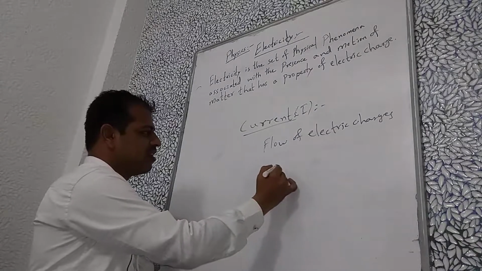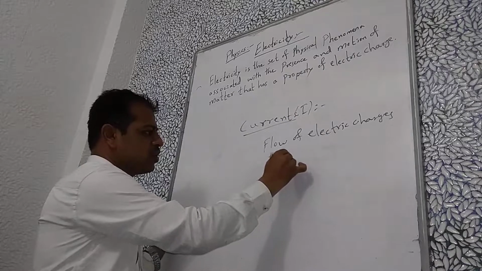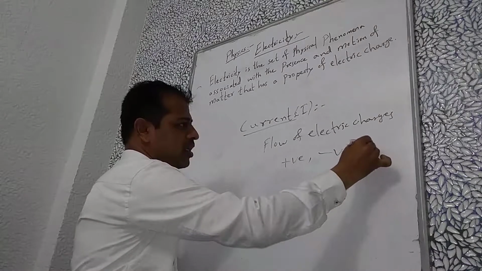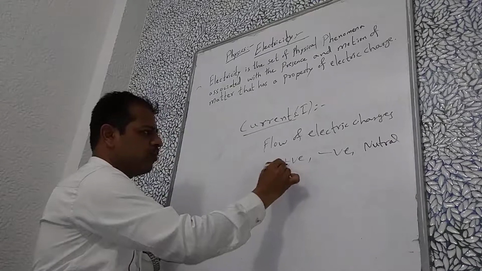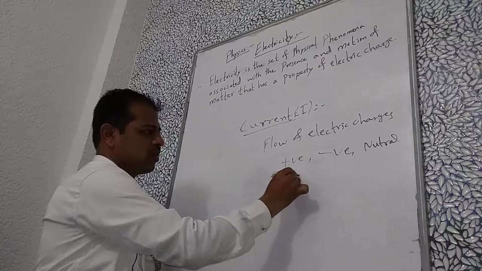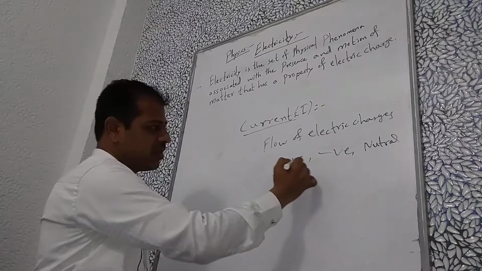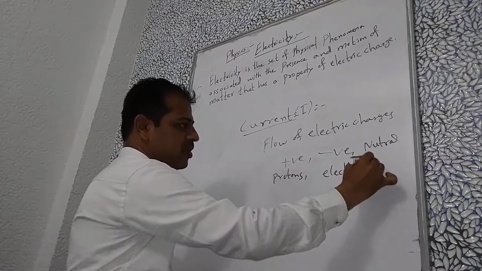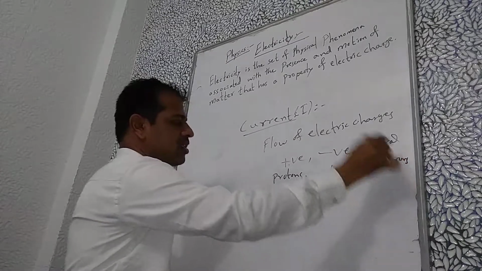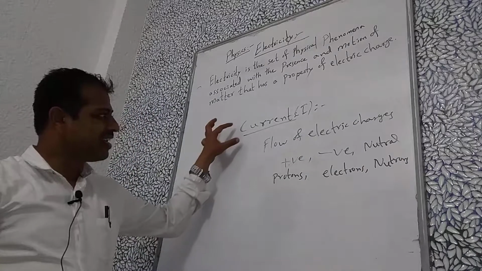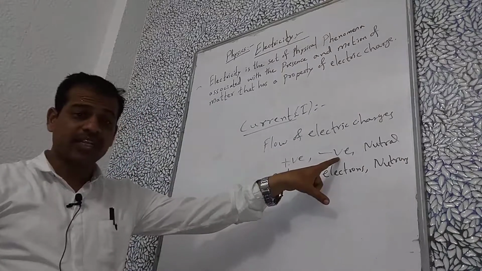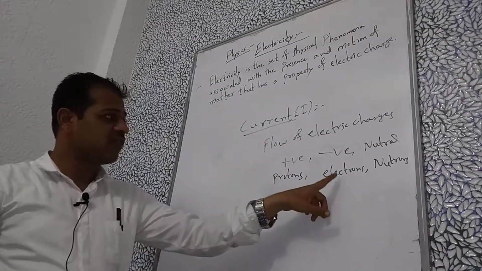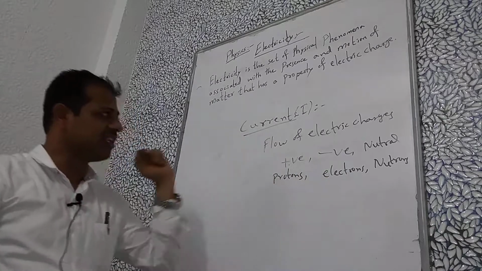One basic thing I will tell. There are three types of particles: positive, negative, and neutral. Positive particles are known as protons, negative particles as electrons, and neutral particles as neutrons. Here, electric current means the flow of negative particles through a circuit. It constitutes an electric current, or we can say the flow of electrons is known as electric current.